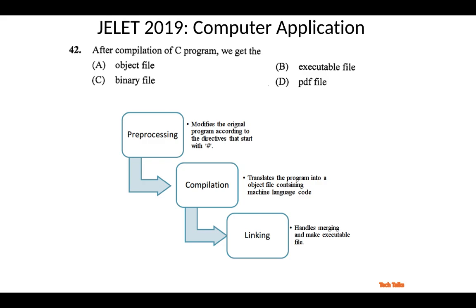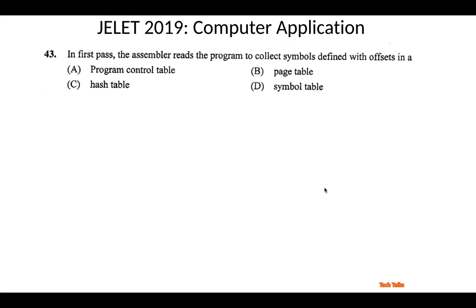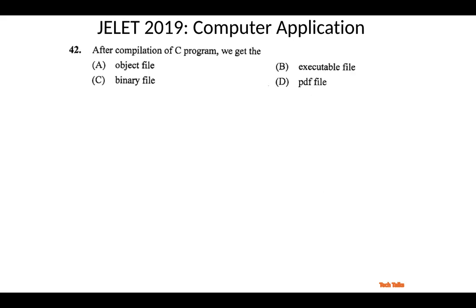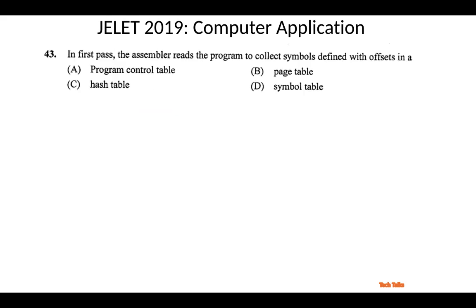So if the question is what we get after compilation of a C program, we basically get an object file, not an exe file. The exe file we get after linking. So the answer is object file, A. Okay, this is the next question.